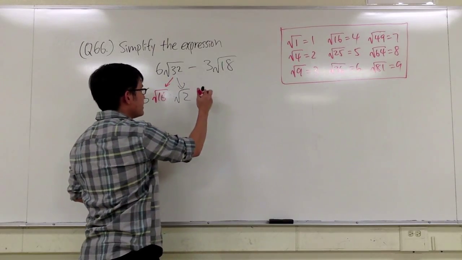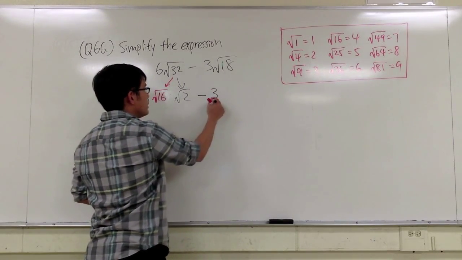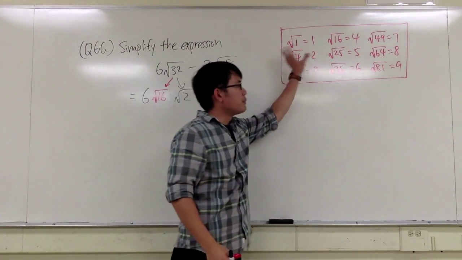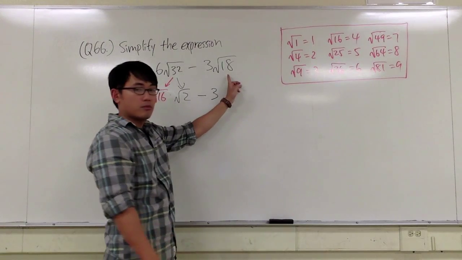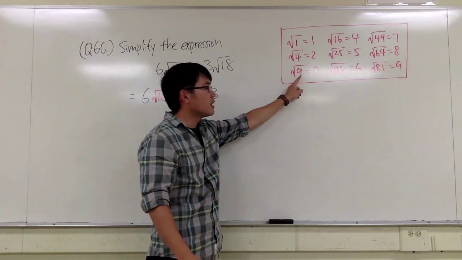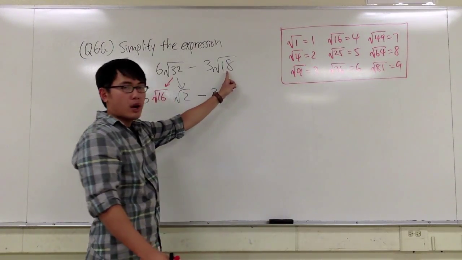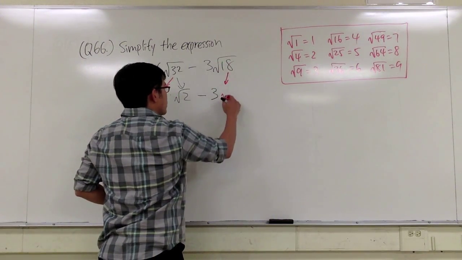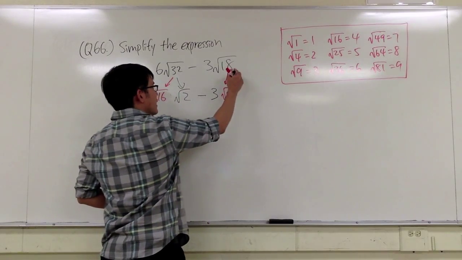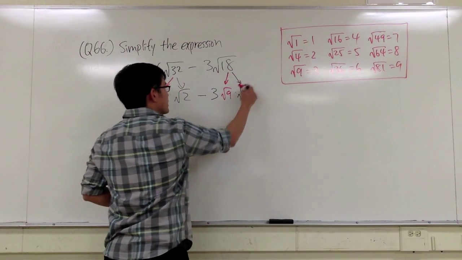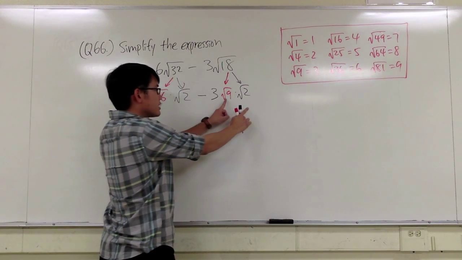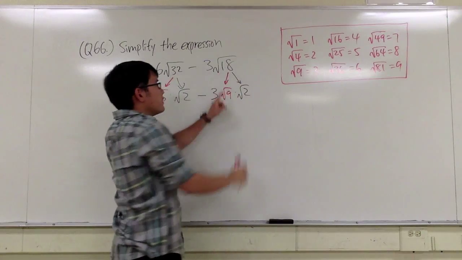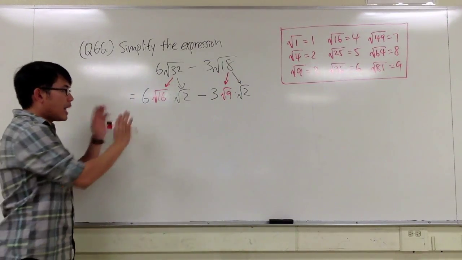So let me put down the minus, and then let me bring down this 3. But then for square root of 18, we have to think about which of these numbers will go into the number 18. And the answer for that is 9. 9 goes into 18 twice. So I'm going to break down square root of 18 as square root of 9, let's put that first, and then multiply with square root of 2. Because square root of 9 times square root of 2, 9 times 2 will give you the 18, and they are both exactly square roots. That will be the breakdown.